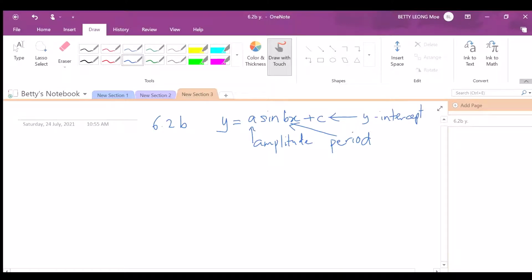Okay, this a, b, and c are constants and they will change. So for this part, I will teach about period, about the b. What happens when we change the b? Your basic graph is like this: y equals sin x. But what will the graph be like if I change it into sin 2x? This is your b. It becomes 2 now.